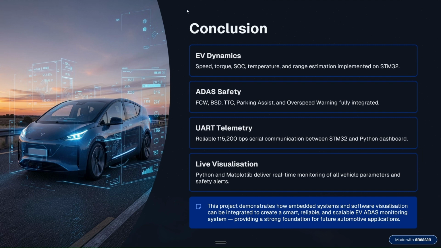Conclusion: this project successfully integrates EV dynamics, ADAS, UART communication, and Python dashboard into one smart monitoring system. It improves vehicle monitoring, safety, and reliability, and can be extended in the future with GPS, IoT, cloud connectivity, and ADAS assistance. It demonstrates how embedded systems and software visualization can work together to build an intelligent and efficient EV monitoring solution. Overall, this project provides a cost-effective, scalable, and real-time platform for developing next-generation smart EV applications.